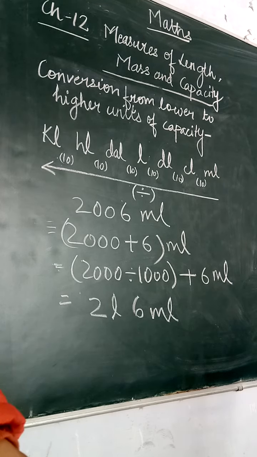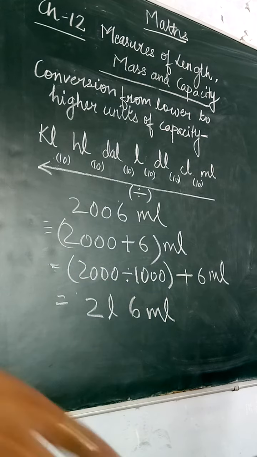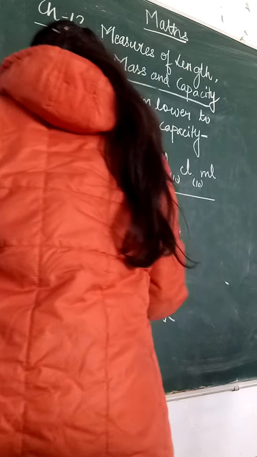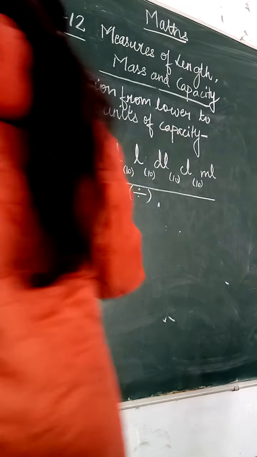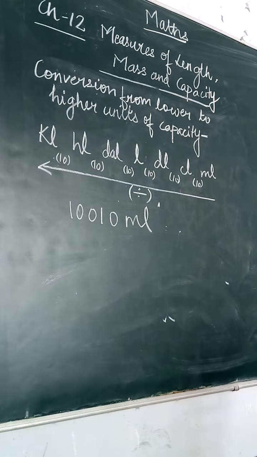Now one more example I am showing you. Suppose it is given question number 4, exercise question number 4, F part. Last one I am showing you so that you can understand it well. 10,010 ml, you have to convert this into liters. Again the same way, what I told, ml is given, so that means you have to convert milliliter into liter, that means you have to divide by 1000.